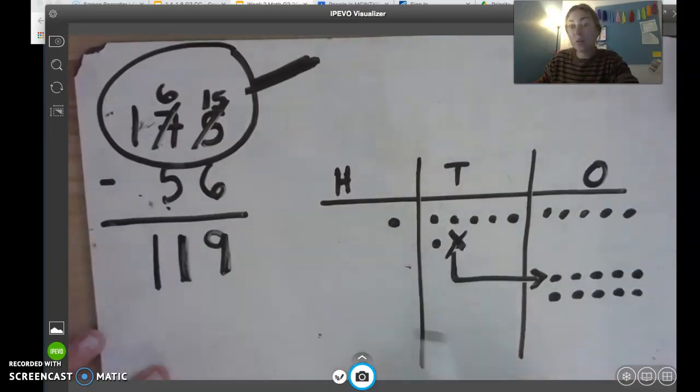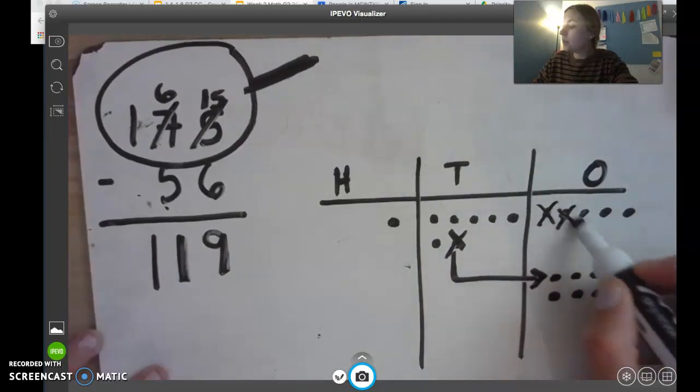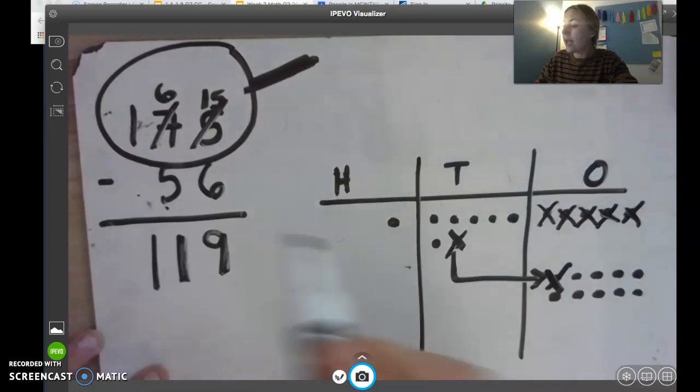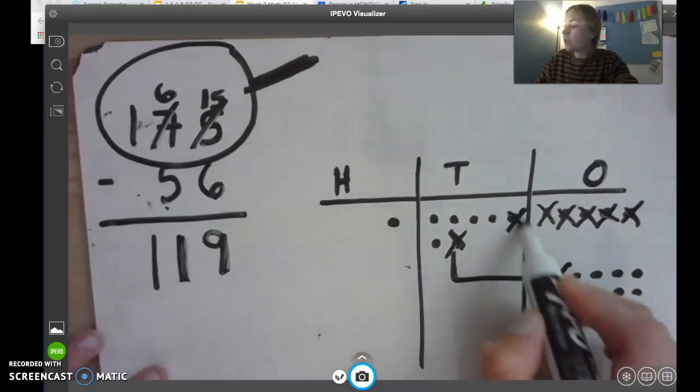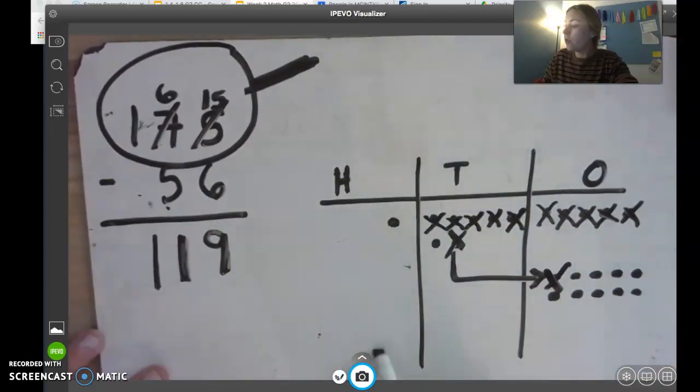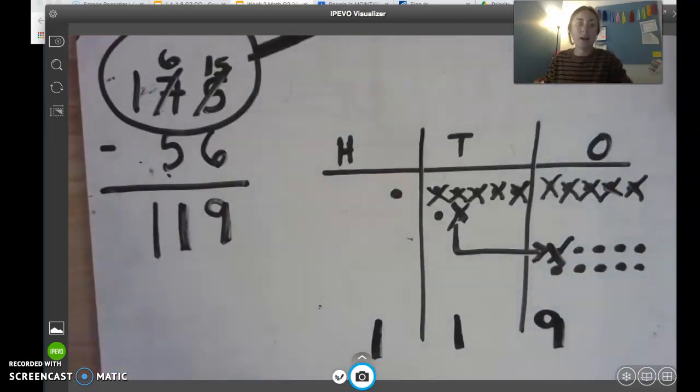You can check your work by looking over here and taking away 6 ones, 3, 4, 5, 6, and 5 tens, 1, 2, 3, 4, 5, and you get 100, 110, and 9 ones. The same thing that we got here.